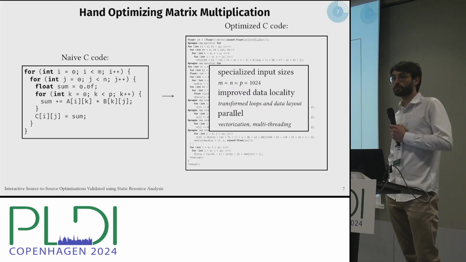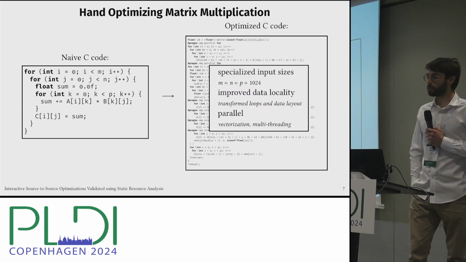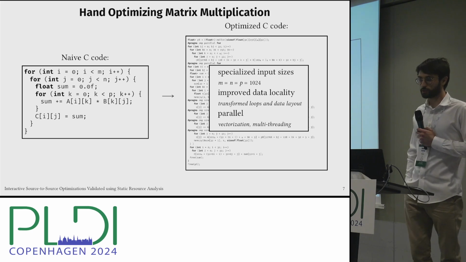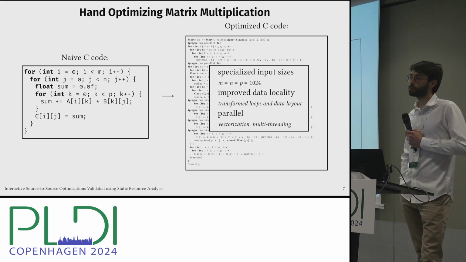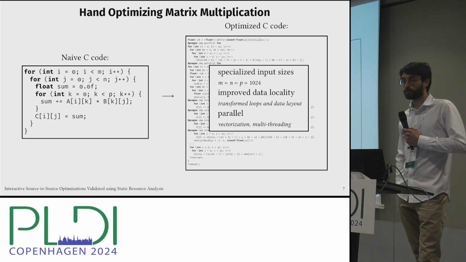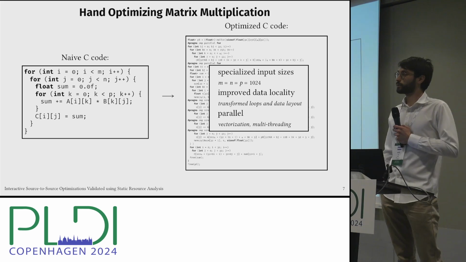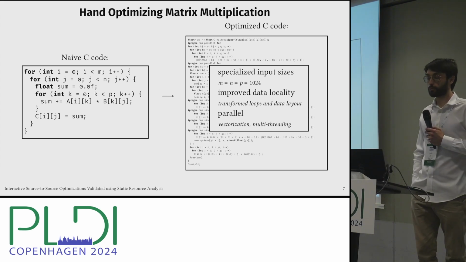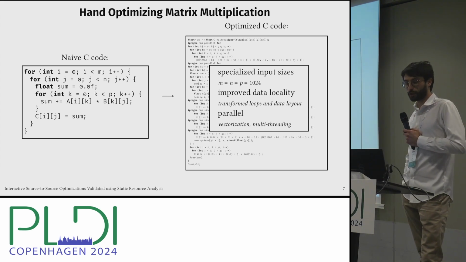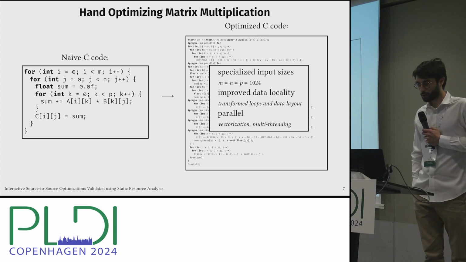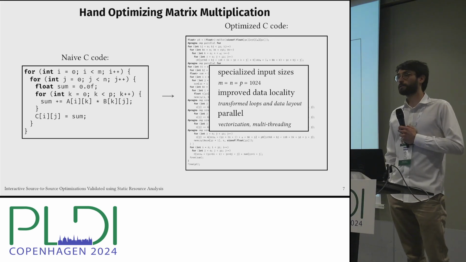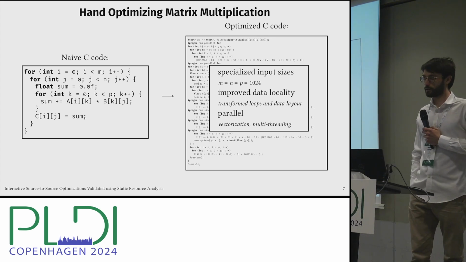The optimizations that are applied, at a high level: the code is specializing input sizes here to constants of 1024. So these are the dimensions of the matrices. We're improving data locality by applying common loop transformations and also data layout transformations. And we're also parallelizing the code. So we are adding vectorization and multi-threading.